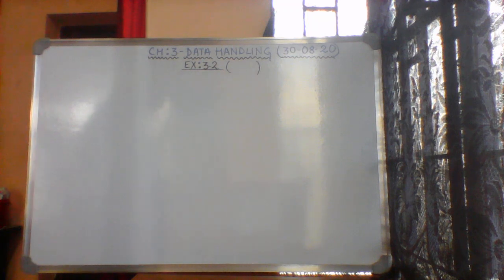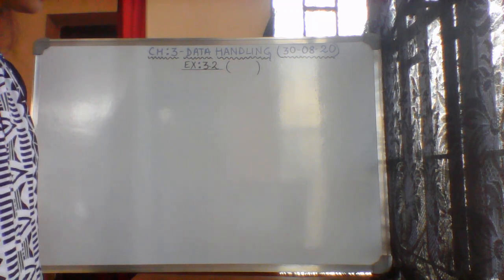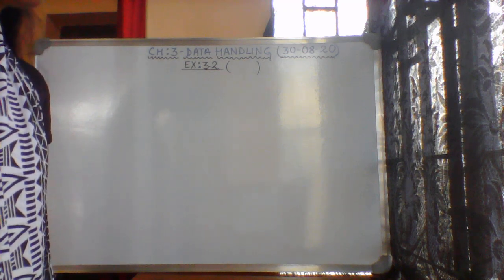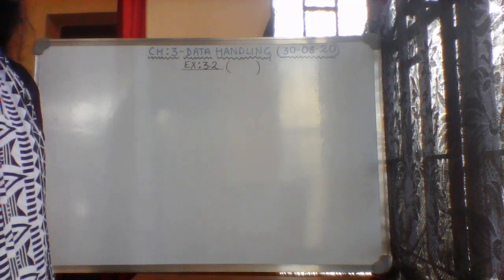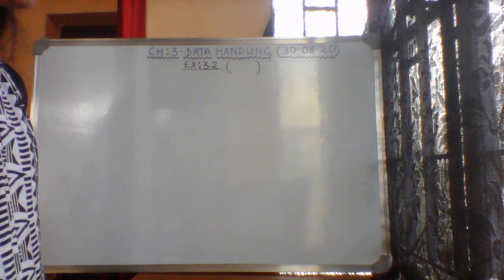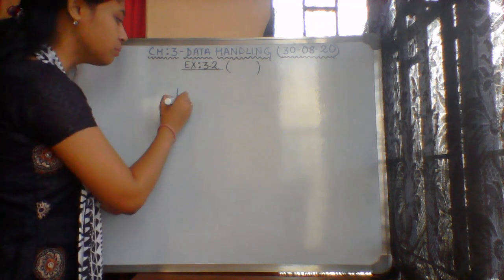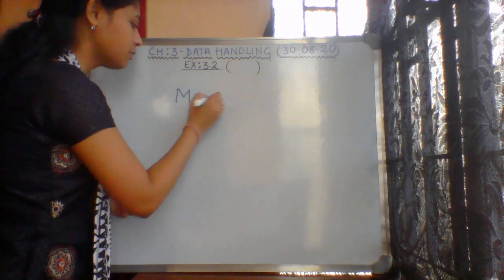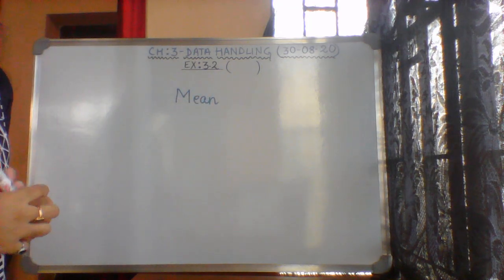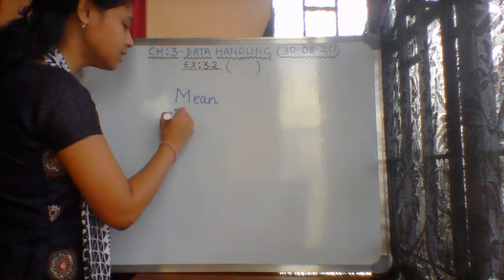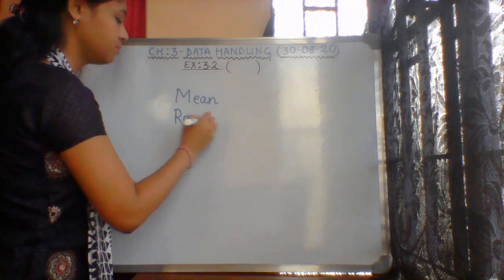We were doing chapter number 3, that is data handling. And we have already learned what is there in exercise 3.1. So just recall what we have learned. We have learned many new things in exercise 3.1. What are those new things? Yes, we have learned about mean. Anything else we have learned newly? Yes, one more thing we have learned, that is about range.